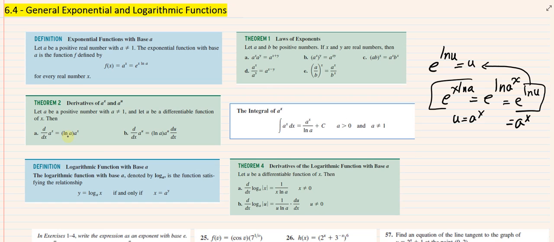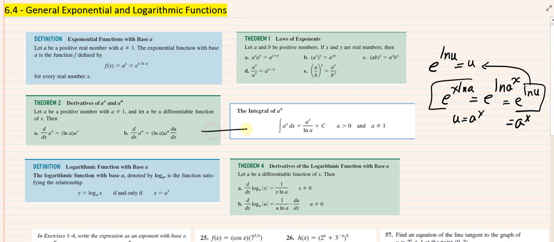Next, we're going to look at the derivative of an exponential function where the exponent u is now a function of x itself. In that case, you get a repetition of the exponential function times natural log of a. So that part of it looks just like the previous part. And then, of course, we have the chain rule, du dx, since u is a function of x. So that's the more general form of the derivative of a to the u.